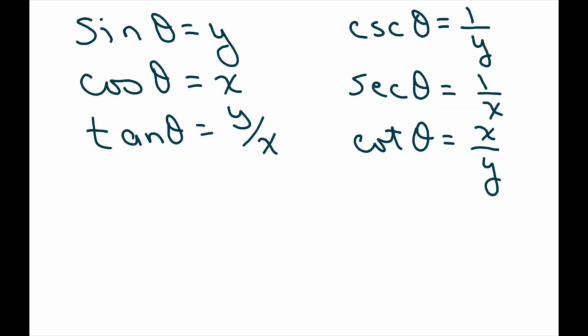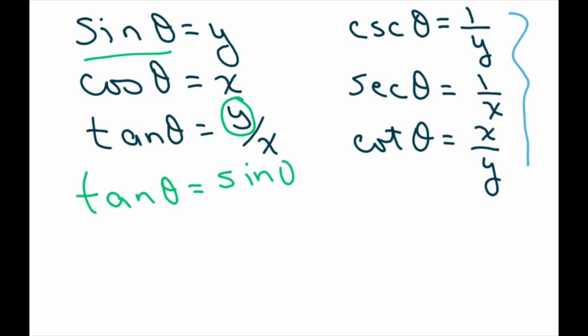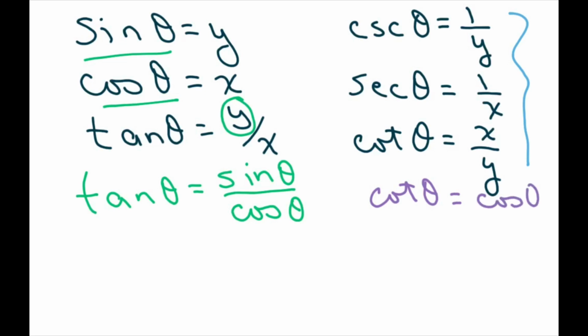So we come here and we know that sine is y, cosine is x, and so forth. Tan is y over x, and then you just do the reciprocal here. So here's where your basic identities come from. If sine is y and cosine of theta is x, then we substitute and let tan of theta equal y over x, where y is sine of theta and x is cosine of theta. So tan is sine of theta over cosine of theta. Similarly, cotan of theta equals your x, which is cosine of theta, over your y, which is sine of theta.